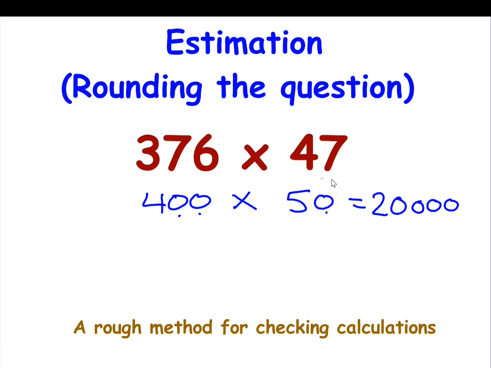So when you check your calculation of 376 times 47, it should be in the region of the value 20,000. And this is a rough method for checking calculations. Again, it's a valid method to check a calculation.